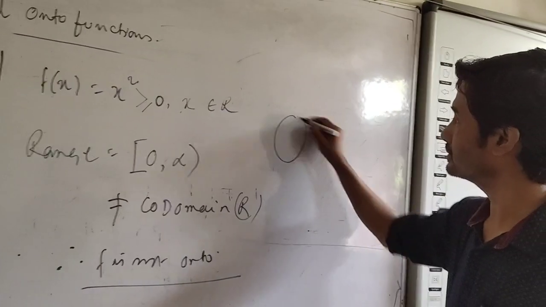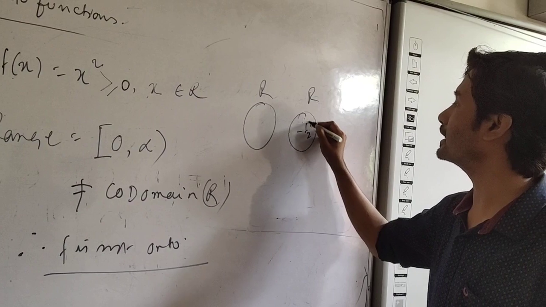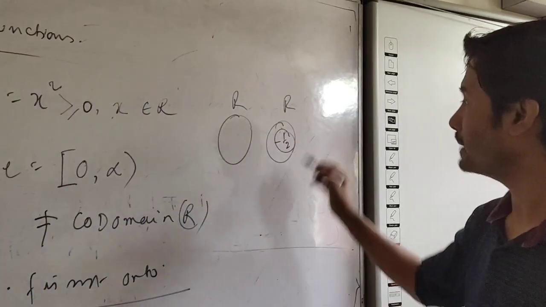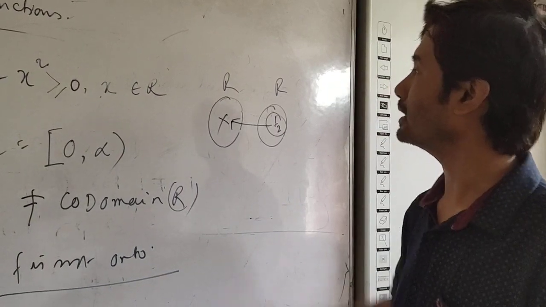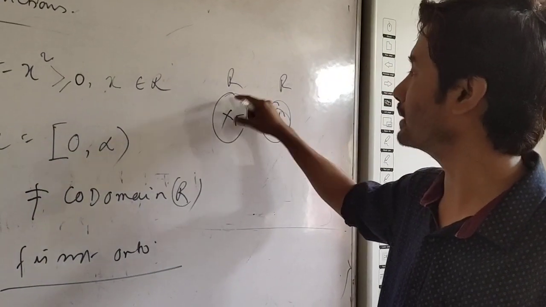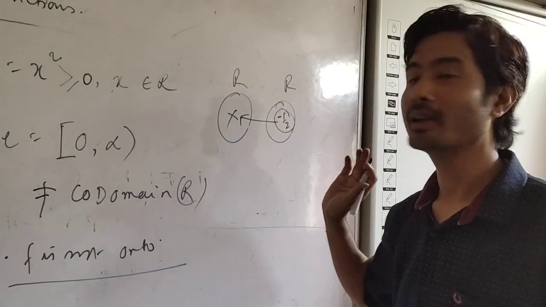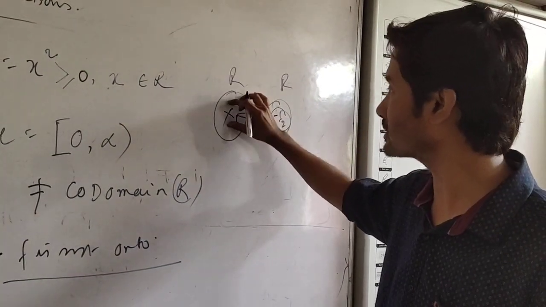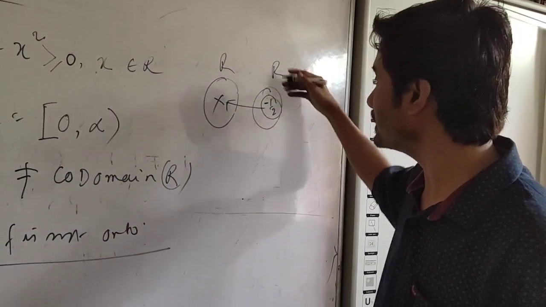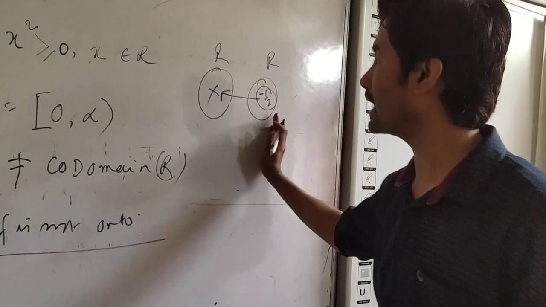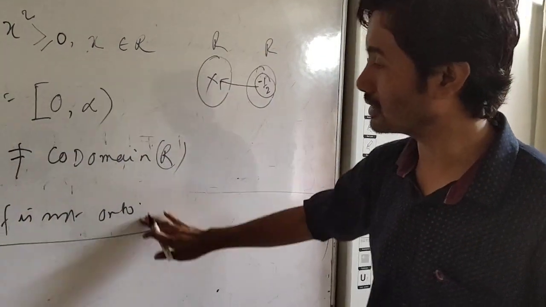See here, this is the domain, this is the range. You see, minus half is there in our codomain, but this minus half cannot be the image of any real number in our domain, because there is no real number whose square gives you the value minus half. Is that clear? There is no real number x whose square will give you minus half. All the negative real numbers will not have any pre-image in our domain. Therefore, this function is not onto.